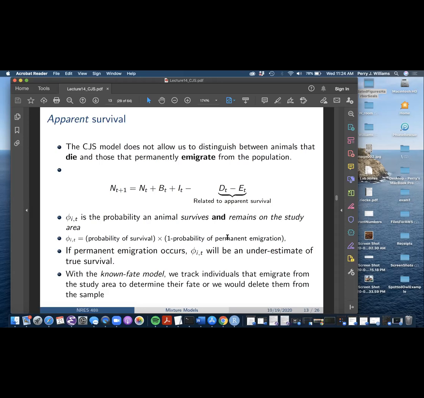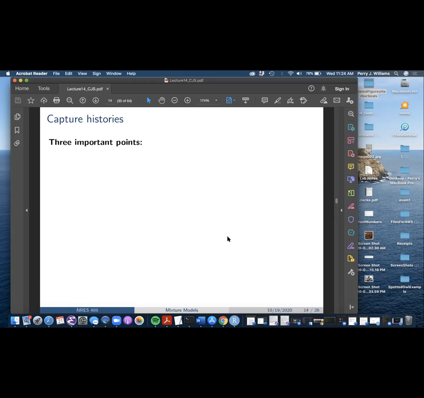Now, when we move to known fate models in the next couple lectures, we will track individuals that emigrate from the study area to determine their fate, or we delete them from the sample. And in those cases, we can estimate the true survival probability, not just apparent survival.